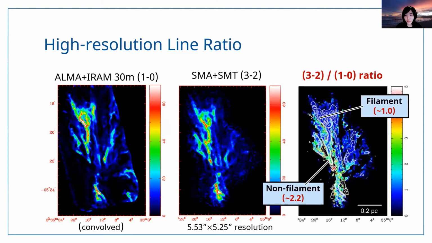From the ratio map, we also found that the filament regions generally have a line ratio of around 1, which is lower than the non-filament regions. And this is probably because the temperatures are lower inside the filaments.